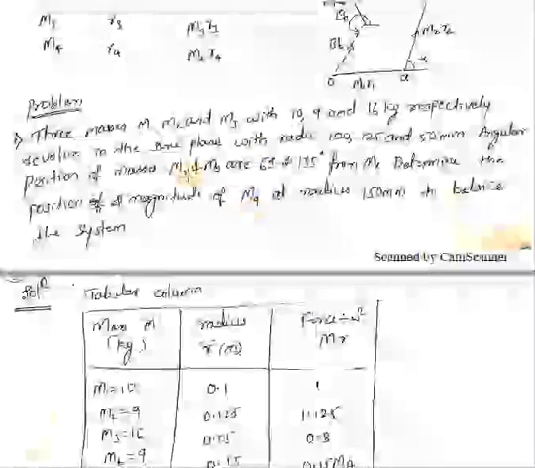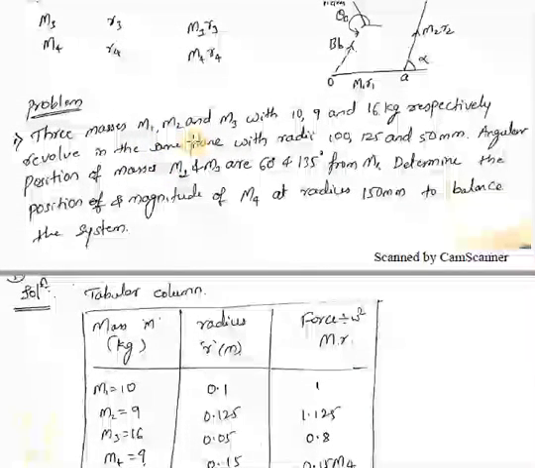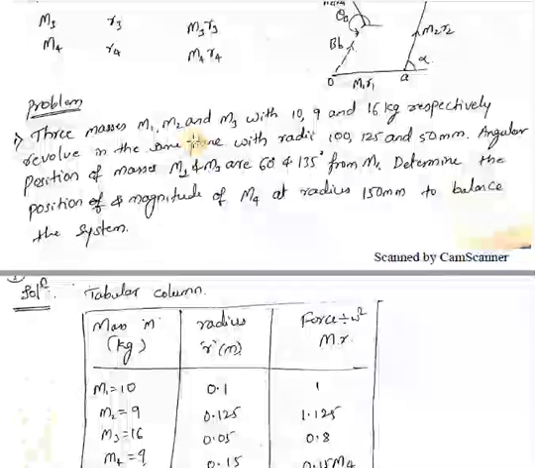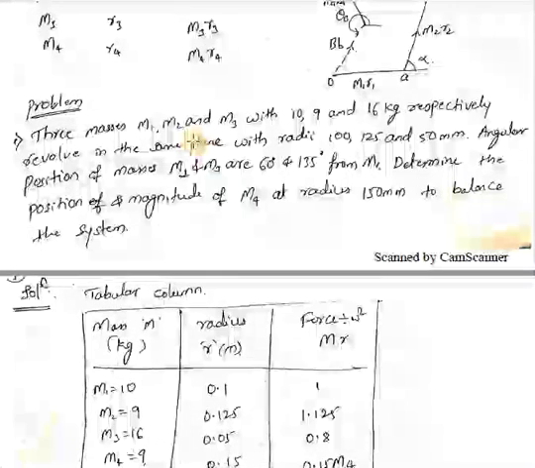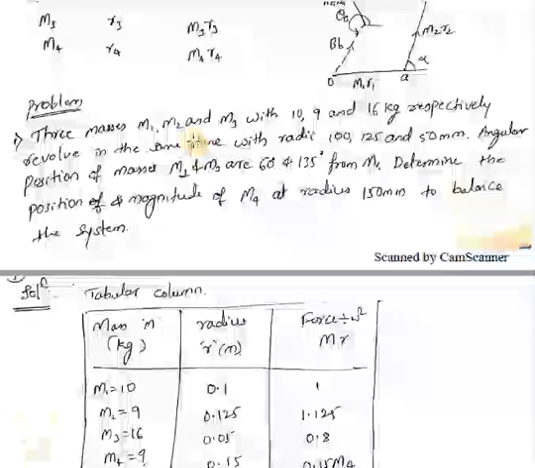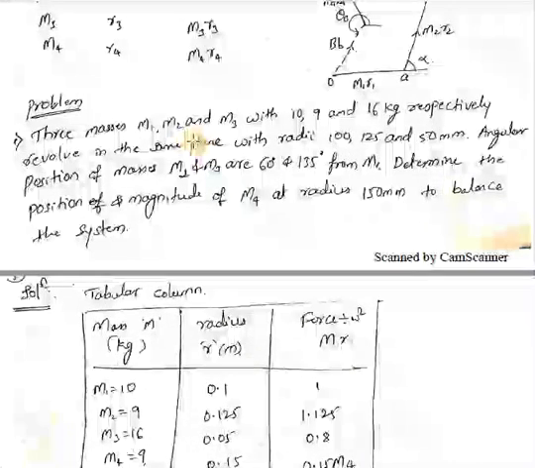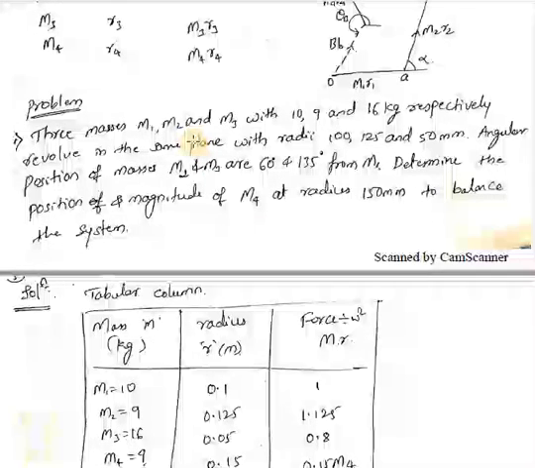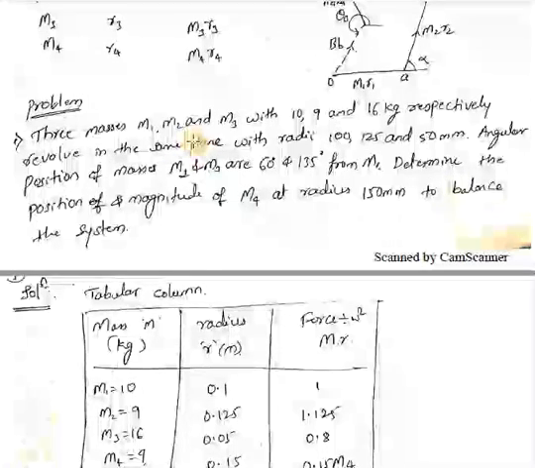So here is the statement. Three masses M1, M2 and M3 with 10, 9 and 16 kg respectively revolve in the same plane with radii 100, 125 and 50 mm. Angular positions of masses M2 and M3 are 60 degree and 135 degree from M1. That means M1 is at 0 degree. Determine the position and magnitude of M4 at the radius 150 mm to balance the system.